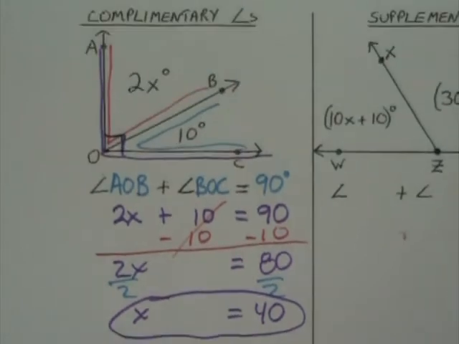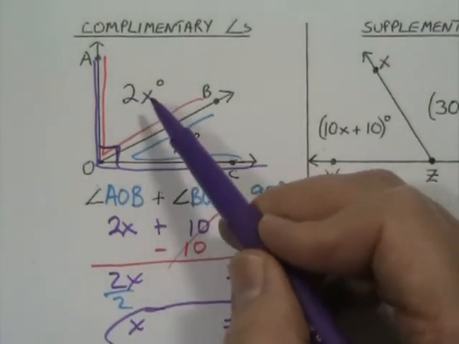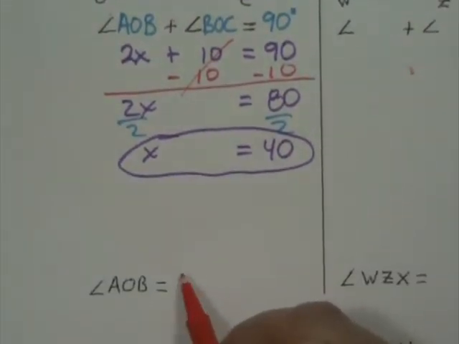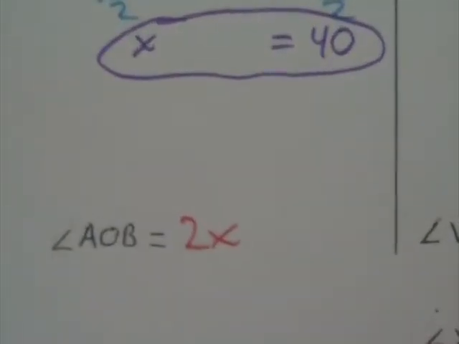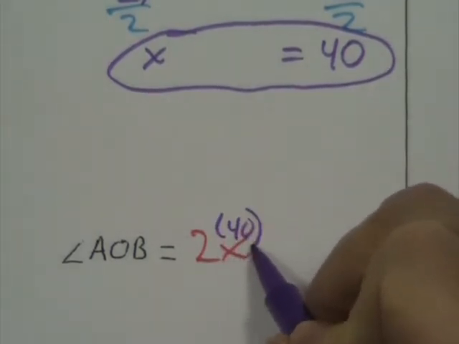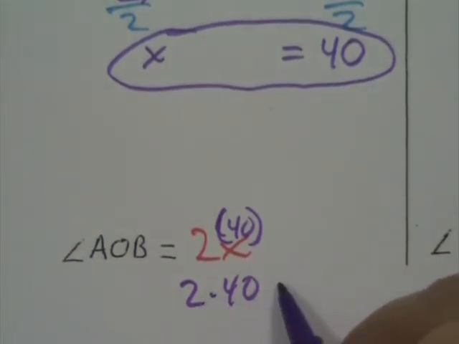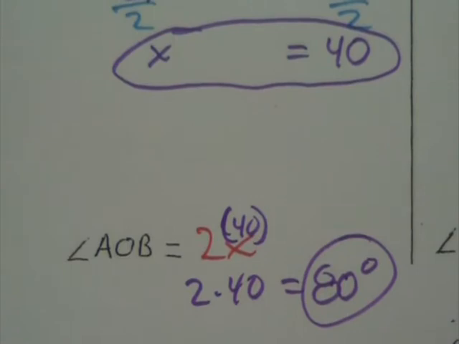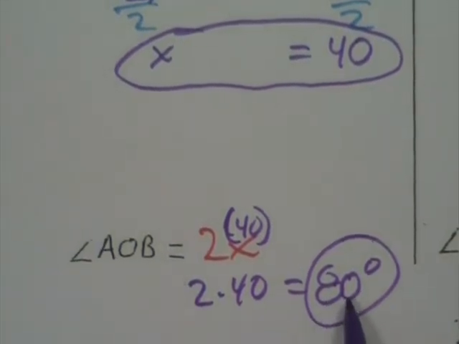And we're trying to find angle AOB. So if we look back here, we're trying to find this one, AOB, this angle right here. Well, it's 2x. And we know what x is. X is 40. So I'm just going to put a 40 in there for x. It would be 2 times 40, and we know 2 times 40 is 80. So the answer is 80 degrees. That's how much the angle is. Angle AOB is 80 degrees.